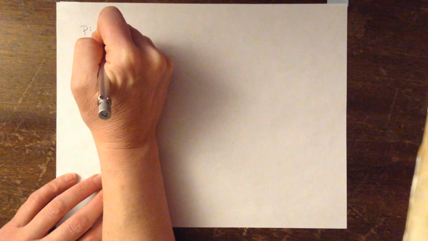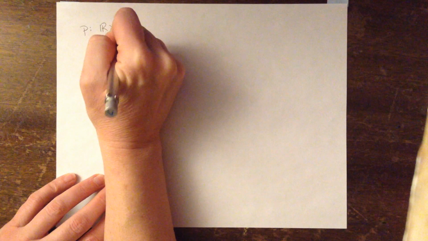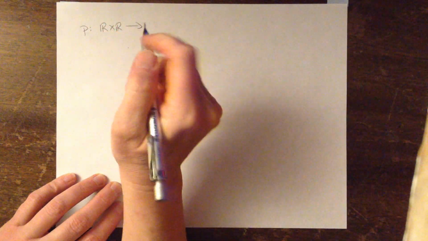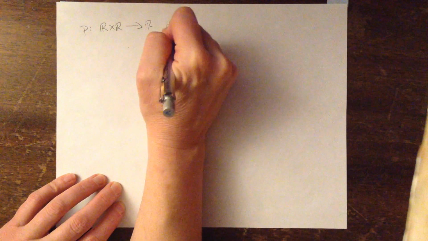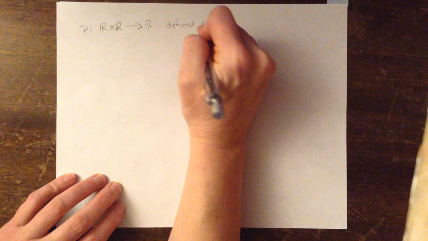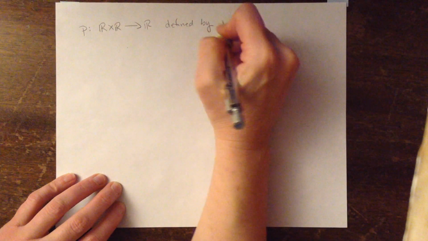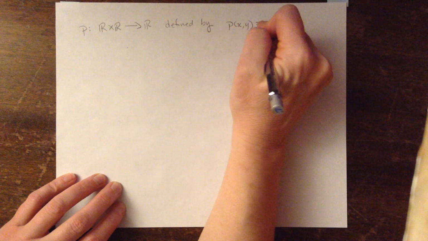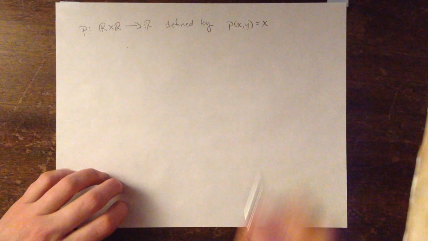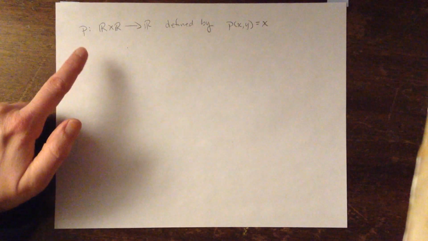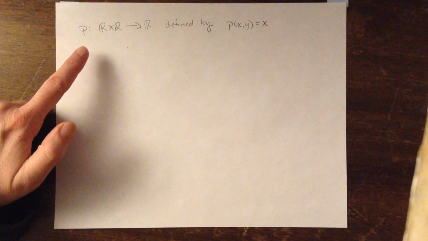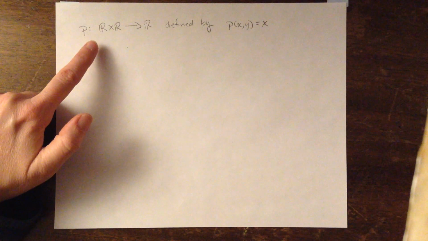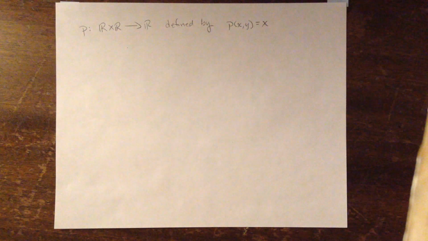Okay, so let's define a function P from the reals crossed with the reals to the reals, defined by P of, let's say, xy is equal to x. So here we have our domain as a Cartesian product of the reals with themselves. The domain is the Cartesian product of the reals with themselves. The codomain is the reals.